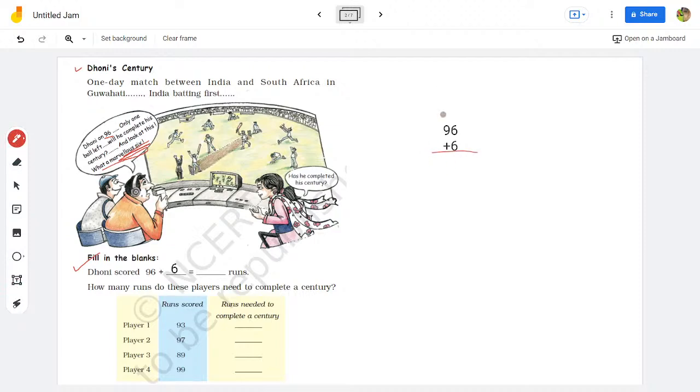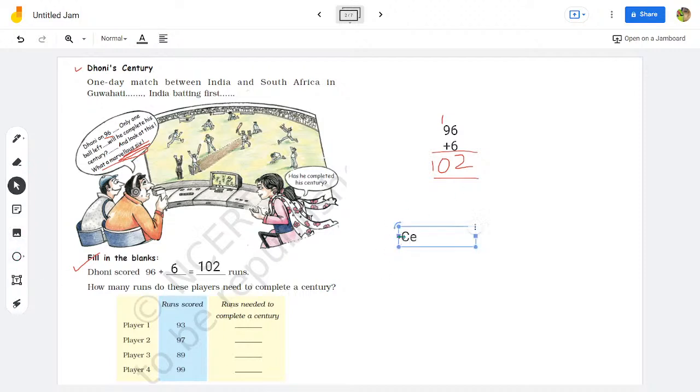6 add 6 is 12. 9 add 1 is 10. That means Dhoni has scored 102 runs, and yes, he has completed his century. Do you know why I am saying that he has completed his century?